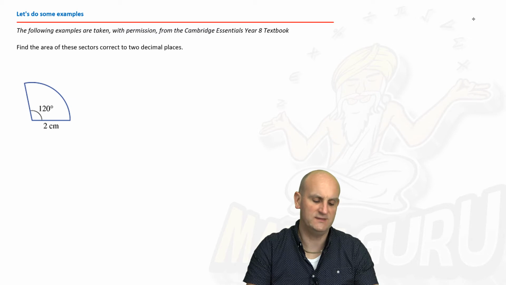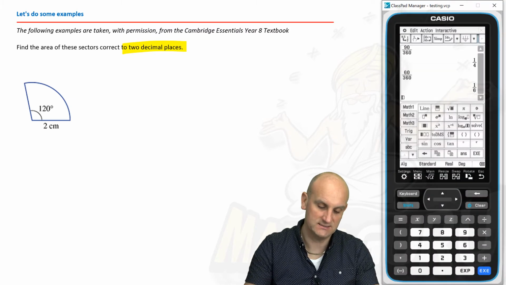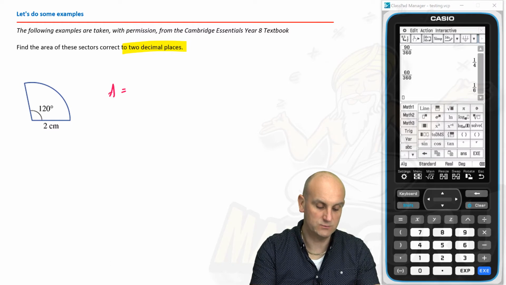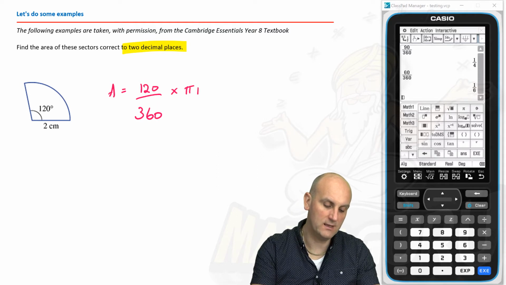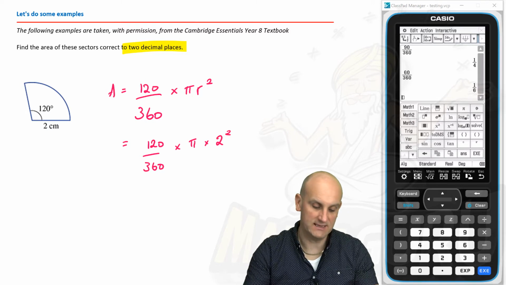All right, find the area of these sectors, correct to 2 decimal places, always important. Find out my calculator, because it sounds like I'm going to need it. And so area in this situation is, well, I've got 120 degrees out of the 360 degrees, which I'm going to times by pi r squared. Well, I know that that's going to be 120 divided by 360 times pi. My radius is 2 squared, and I can just put the rest of that in my calculator.